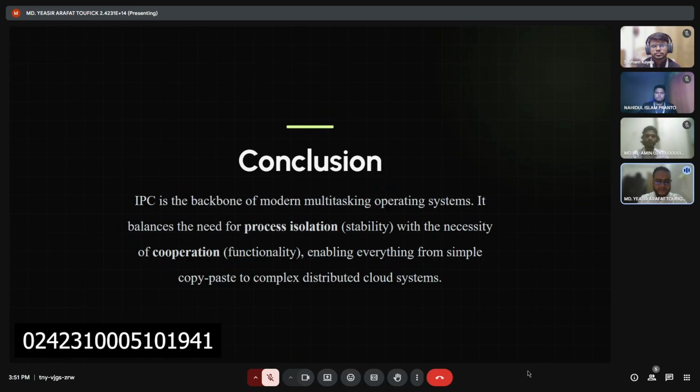Shared memory for a game engine and message passing for a server, I would say, make the system smooth and functional. Thank you, everyone.